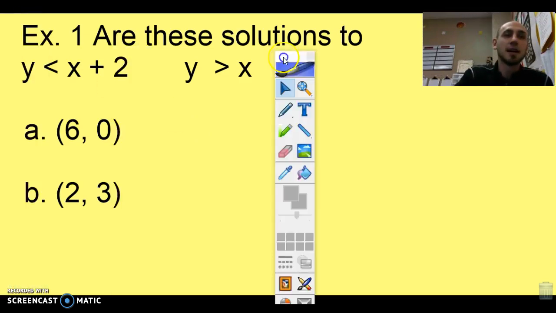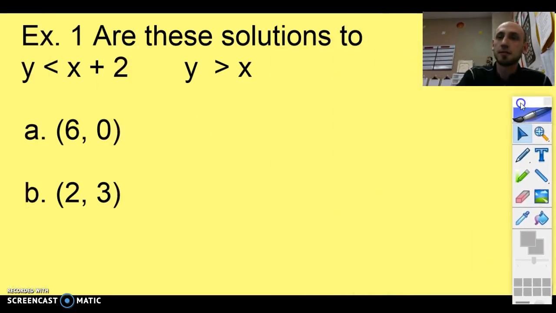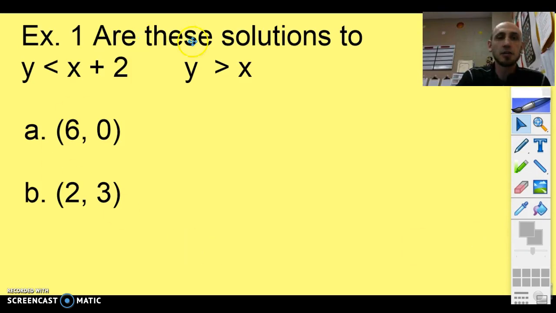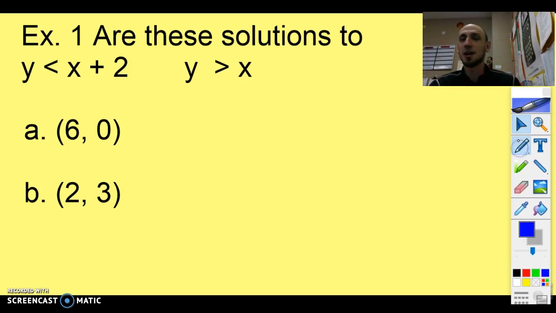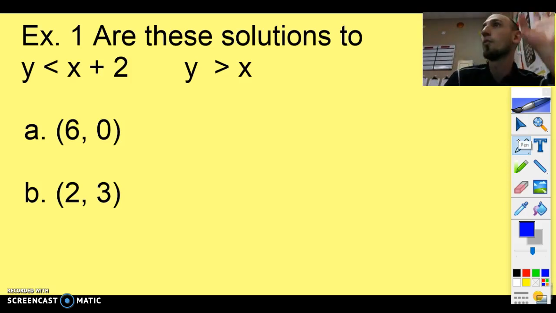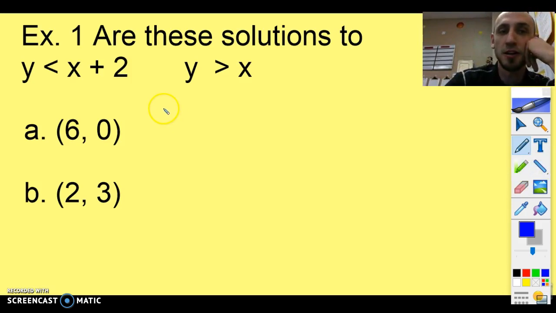Okay, I got to move this somewhere. Are these solutions here? So now I have a system, right? So I probably don't have to say too much on this. What do I do to figure this out? Plug it in, and it has to work in both. So first one, I'll show you what people do right away.